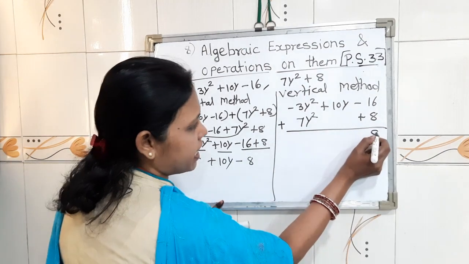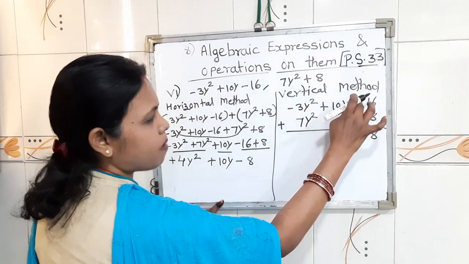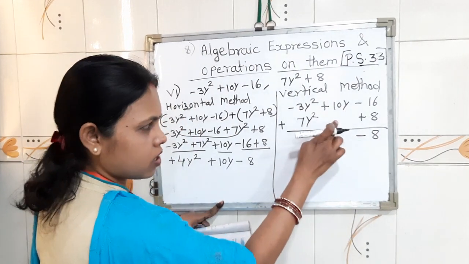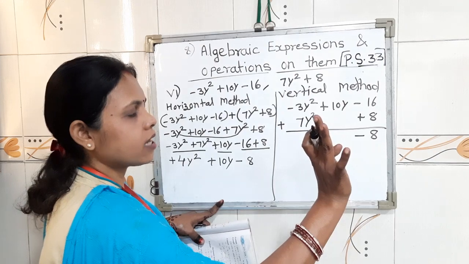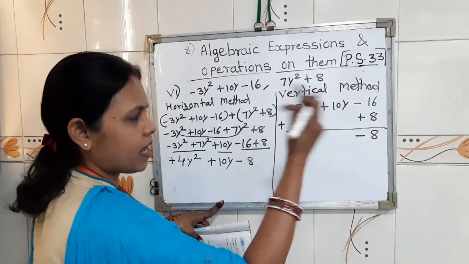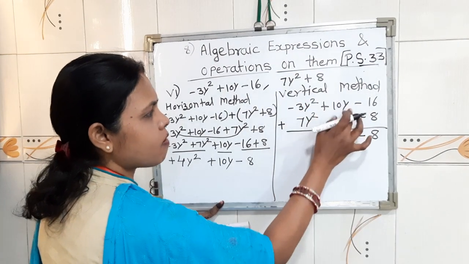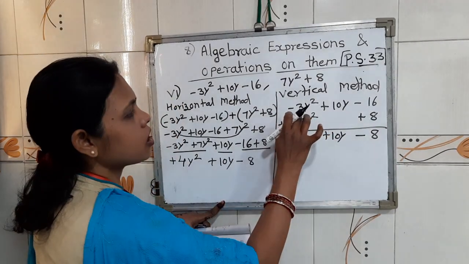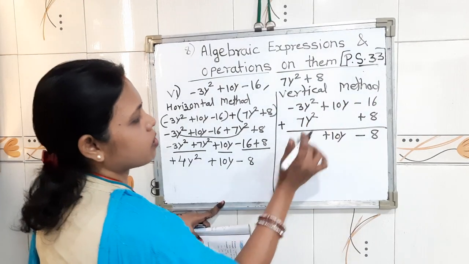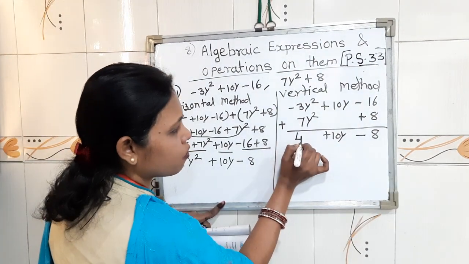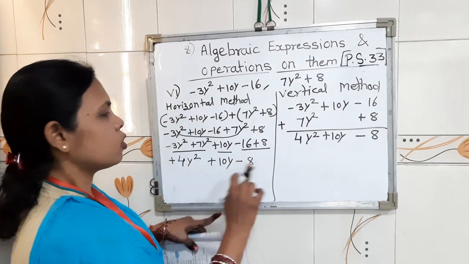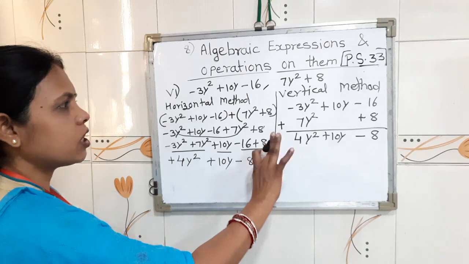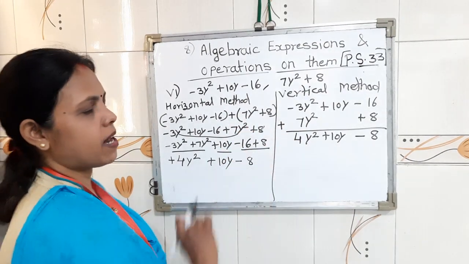We will write 8, and 16 has a minus sign, therefore put a minus sign. 10y, below this 10y, no number or coefficient or variable is there. That's why our 10y will carry as it is, 10y. Now minus 3y square and plus 7y square: 7 minus 3, 4, and y square. You can observe that in both methods, we got the same answer.